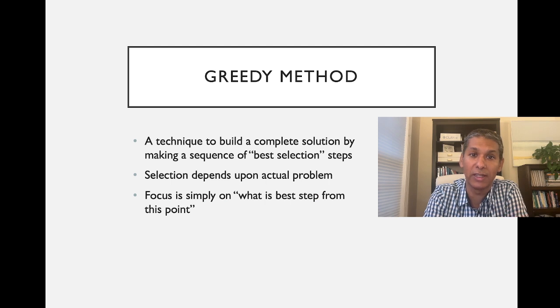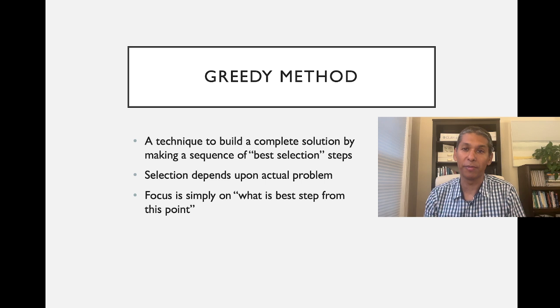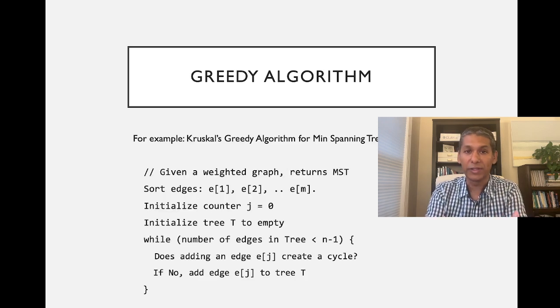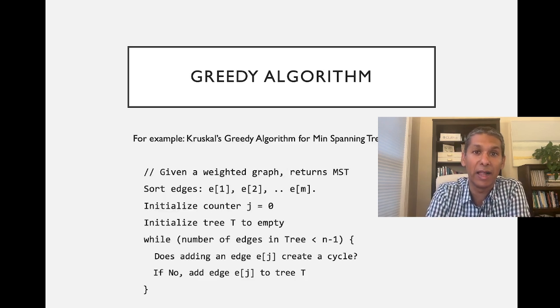The greedy method is a technique to build a complete solution by making a sequence of best selection steps. Now the selection depends upon the actual problem, but the focus is simply on what's best from this point. We have studied many different kinds of greedy algorithms, but one of them was Kruskal's greedy algorithm for the minimum weight spanning tree.